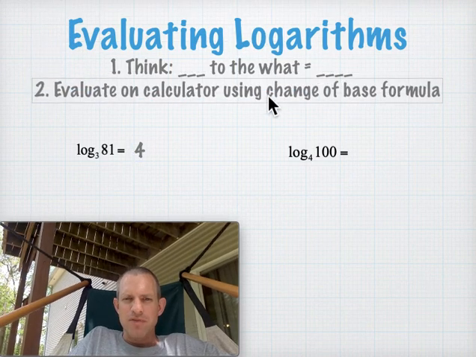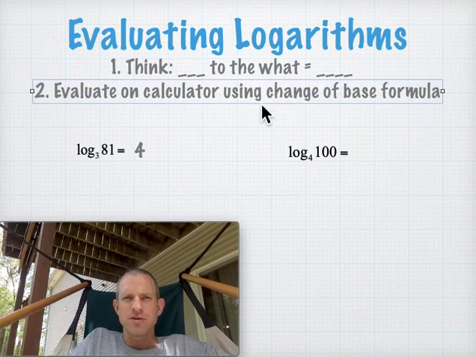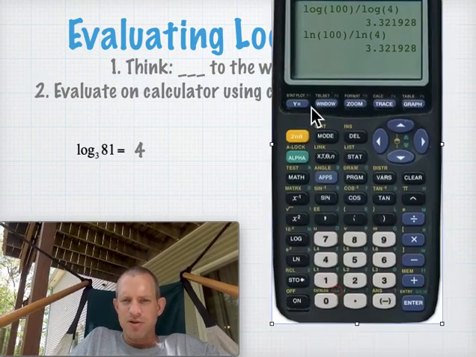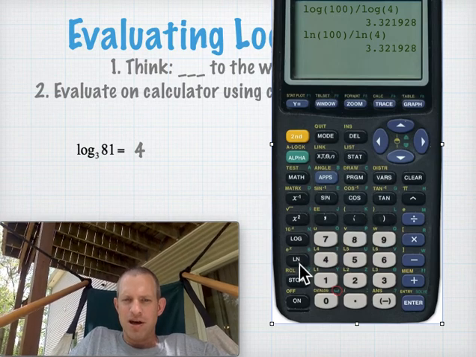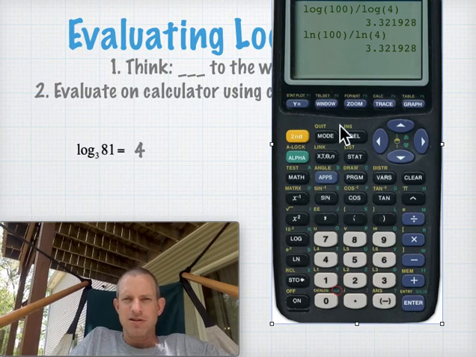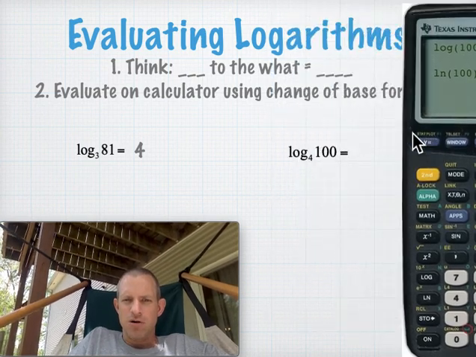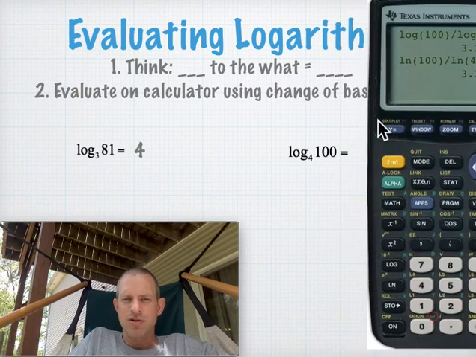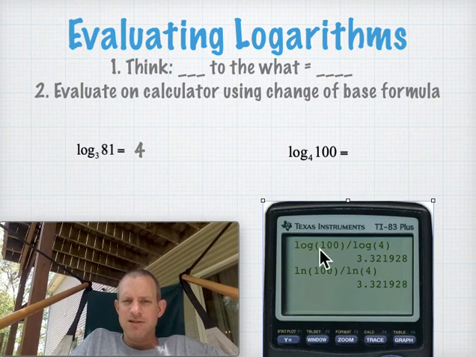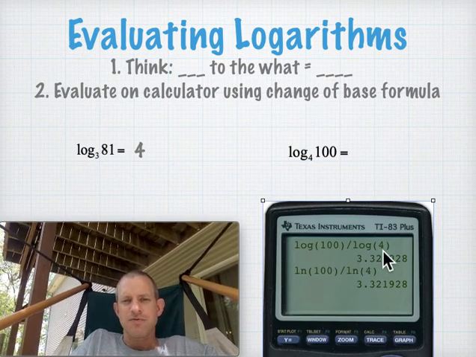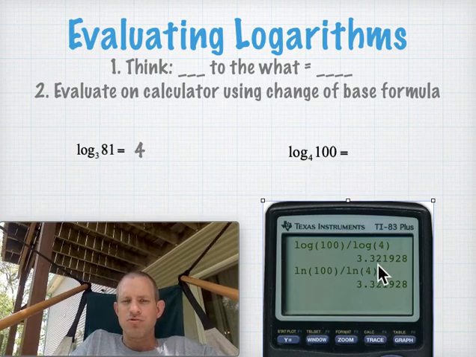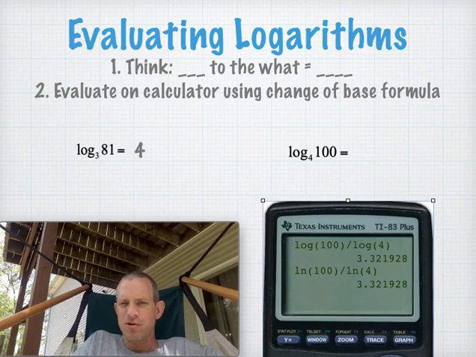And if you want to evaluate it on a calculator, you have to use the change of base formula, because on the calculators that you have, you'll notice there's a log button and an ln button, but this is log base 10, and this is log base e, and there isn't a log base 4 button anywhere. So in order to evaluate this, what you have to type is log base 10 of 100 divided by log base 10 of 4. So log of the argument divided by log of the base. Notice that gives me the 3 point something number that I was expecting, 3.32.